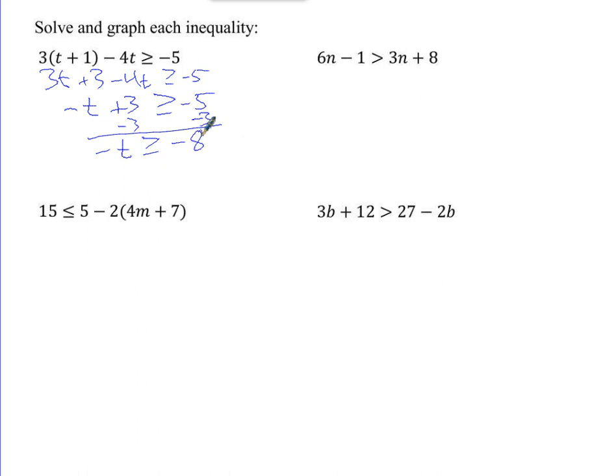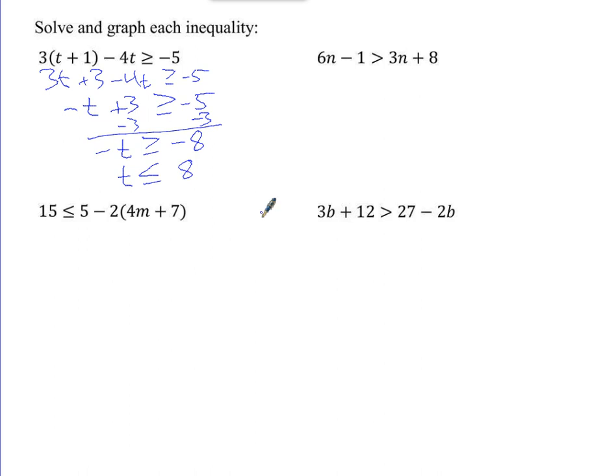No, divide by negative 1, because we got that negative there. So we wind up with t here, we wind up with 8 here, and we had to either multiply or divide by negative 1, so the inequality flips. Less than or equal to 8.